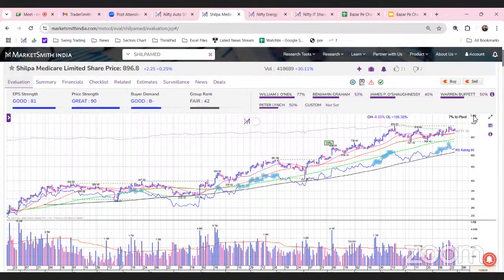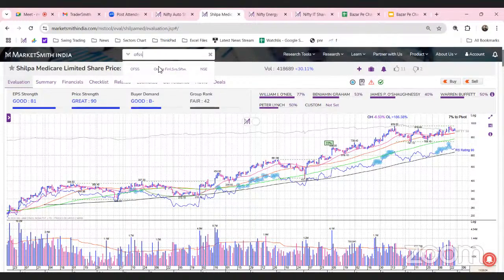Shilpa Medicare, trend is positive, trending near an uncharted trajectory. Even this month it has formed a new, almost new all-time high, near the all-time high. So still there is positivity. Just keep watching the stock with 50 DMA. 50 DMA is placed around 850. Unless and until it is holding above 50 DMA, the sentiment and trend is positive in Shilpa Medicare.